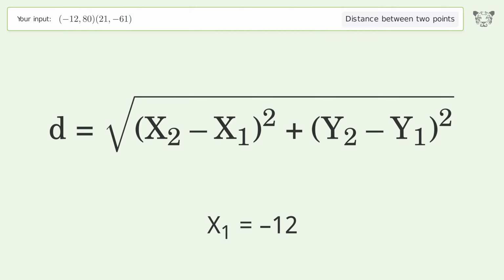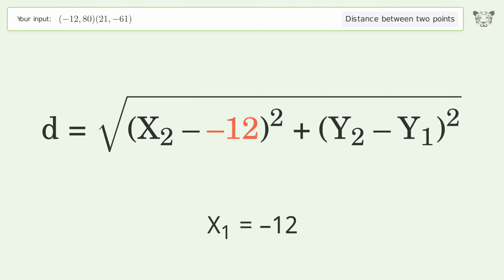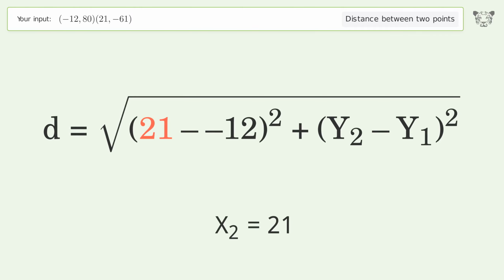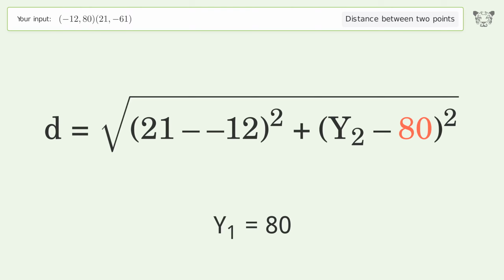x1 equals -12. x2 equals 21. y1 equals 80. y2 equals -61.